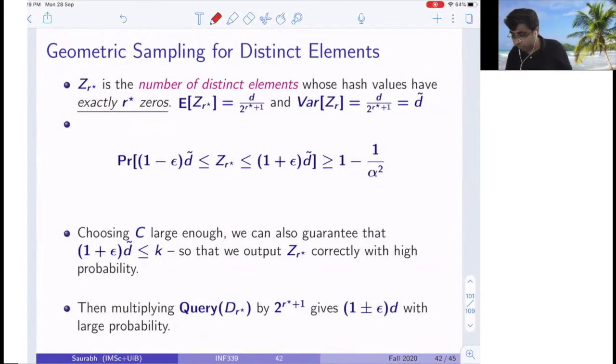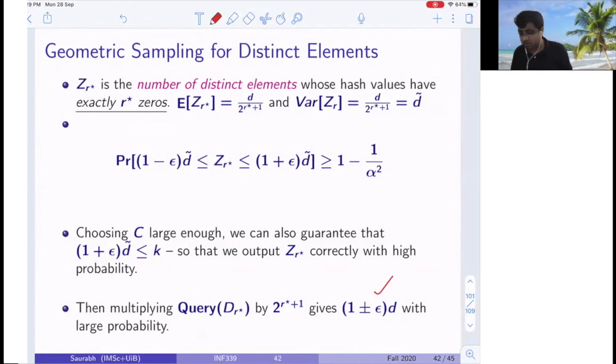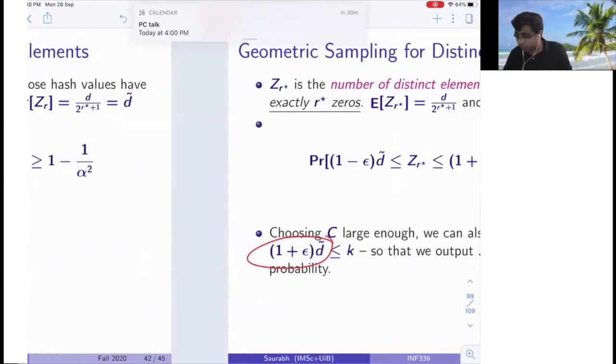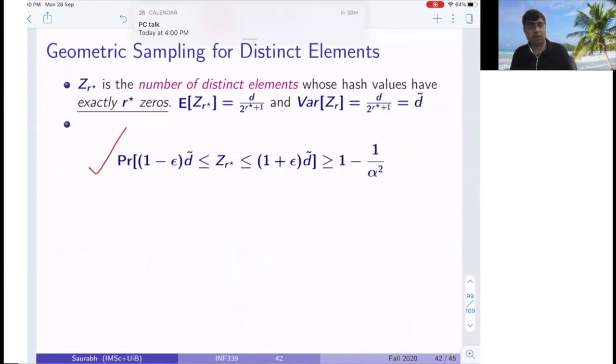Okay, and that is why when you multiply query dl star by 2r's plus 1, it gives us 1 plus epsilon d with large probability. So this is an overall idea of how geometric sampling works. You always choose the range where the variance is closer to what you wanted, so that you can prove this inequality.